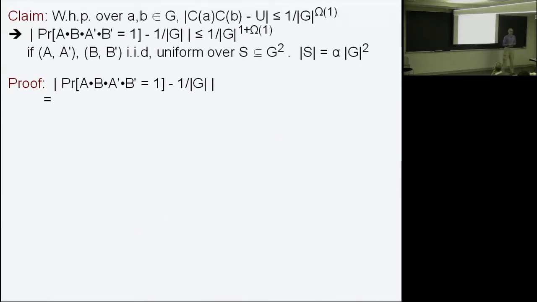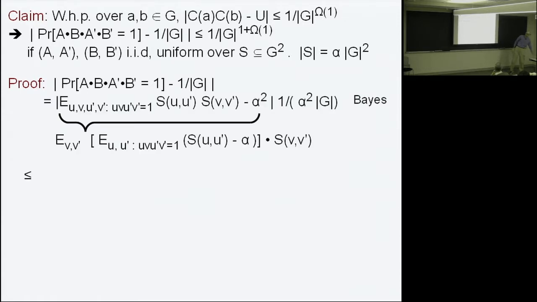First thing I'm going to do is use Bayes' rule and turn things around. I'm going to think instead of sampling a uniform quadruple whose product is 1, and then checking if the quadruple falls in the support of the A's and the B's. So the expectation over this quadruple U, V, U prime, V prime, such that the product is equal to 1, and then you check if the first and the third, U and U prime, fall in the support of the A's, which is S, and also the second and the fourth fall in the support of B, which is S. This thing now should be compared not to 1 over G, but to alpha squared, which is the square of the density of S. There is some normalization here, which is really important. You just want to know that the distance here is small.